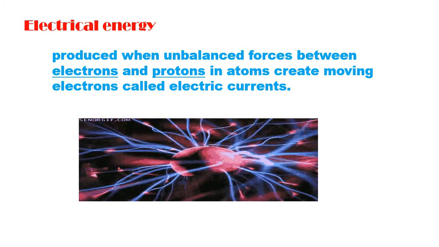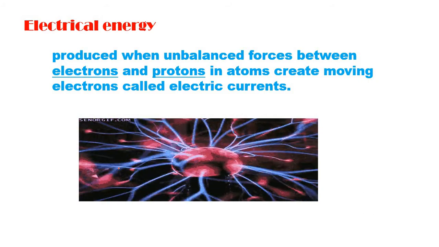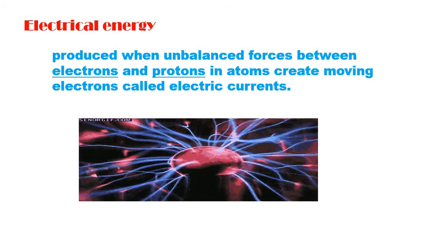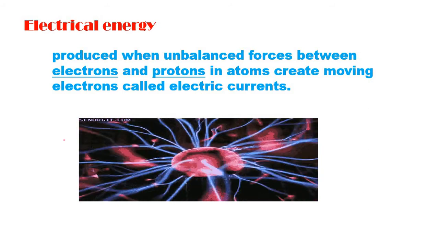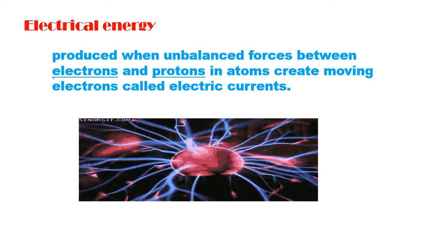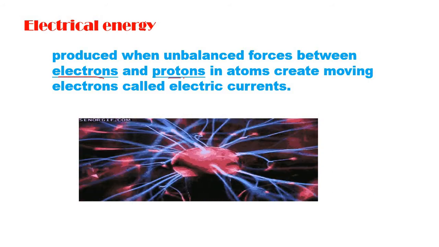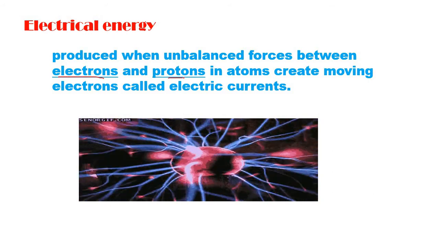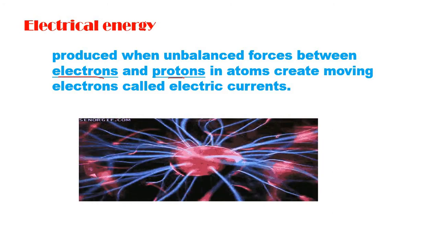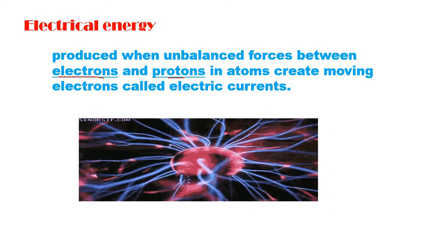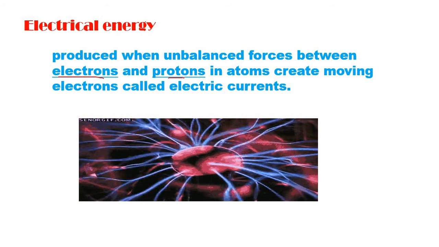Number 3 is the electrical energy. When is electrical energy produced? It's produced due to the unbalanced force between what is present in the atom, electrons and protons. So the imbalance between electrons and protons produces electrical energy, because this imbalance will cause a motion of the electrons.